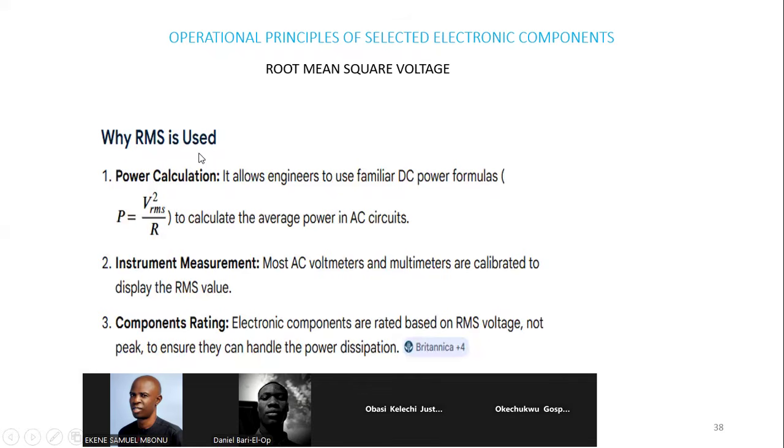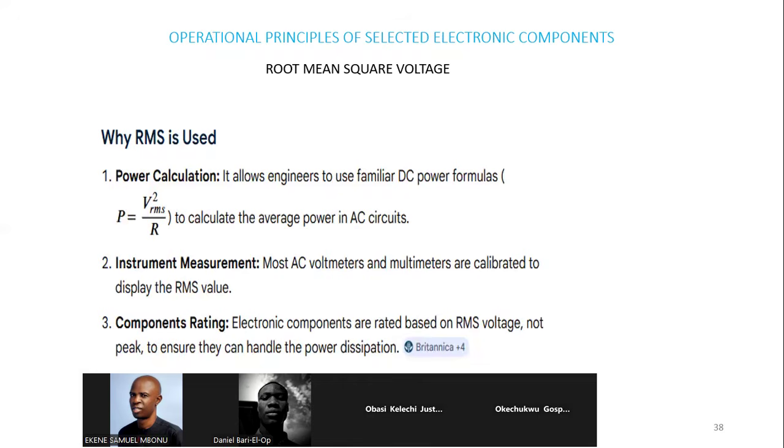Why RMS is used for power calculation: it allows engineers to use the familiar DC power formula. I've already explained that. Instrument measurement: most AC voltmeters and multimeters are calibrated to display the root mean square value. Components rating: electronic components are rated based on RMS voltage, not peak, to ensure they can handle the power dissipation.